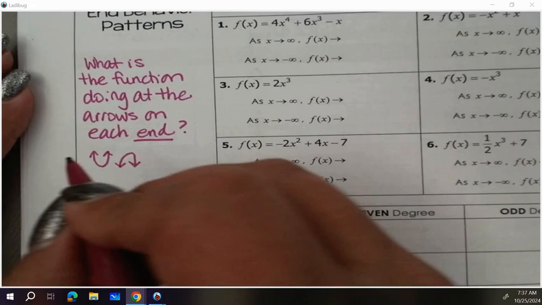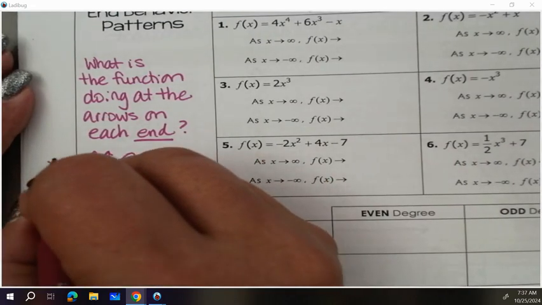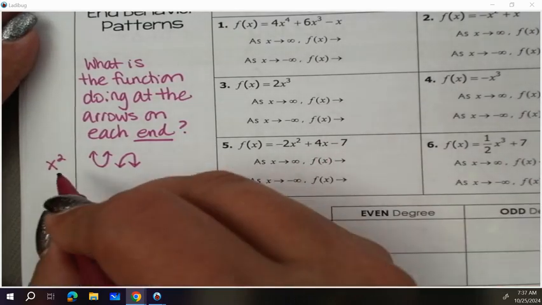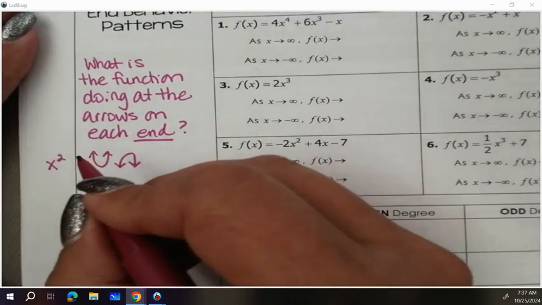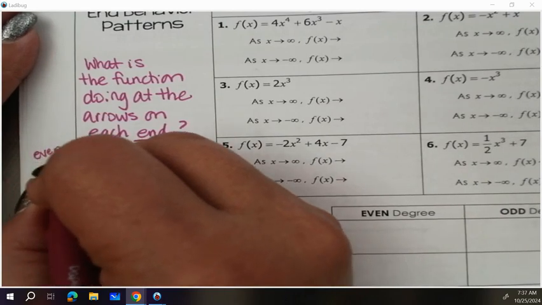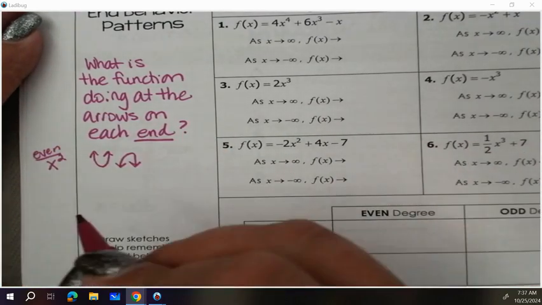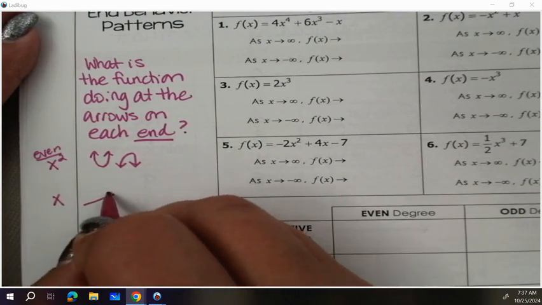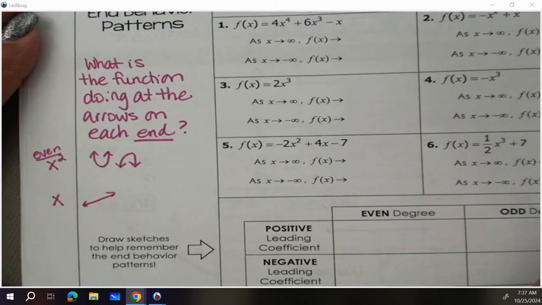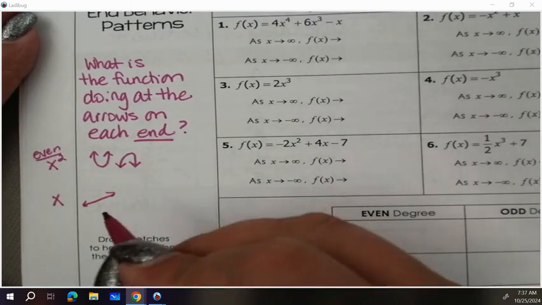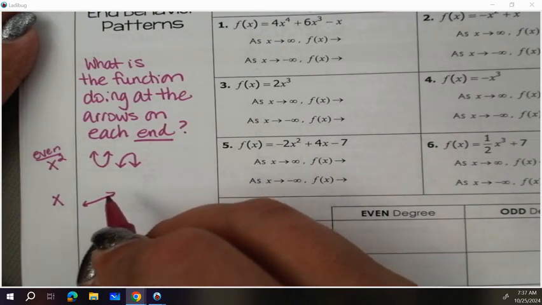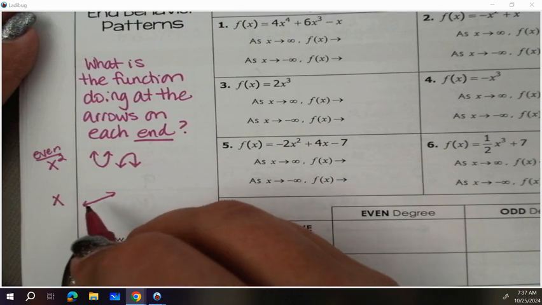And a parabola is an x squared, right? So it's an even exponent, right? Even exponent. So what about just x all by itself? Our line. It goes like this, right? Just linear, just a line. So on the left, on the right-hand side, what are we pointing at? Positive infinity. And on the left-hand side, what are we pointing at?